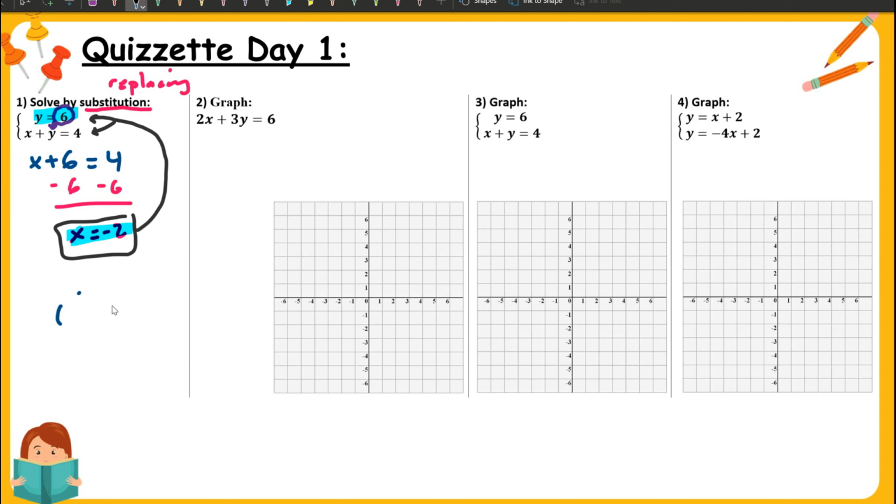All you have to do is to put them in x and y order pair. The x value is negative 2. The y value is 6. And that's it. Number 1, done.